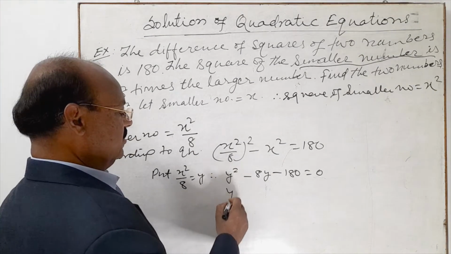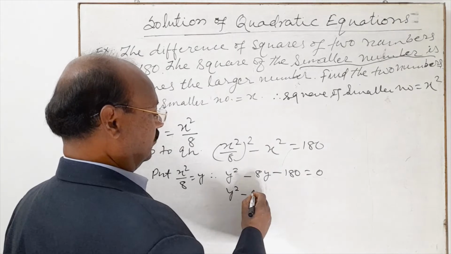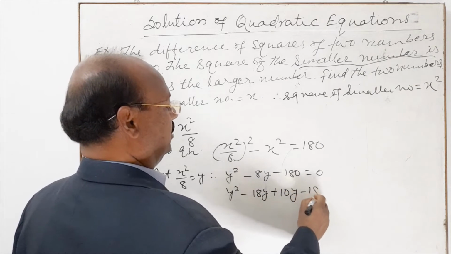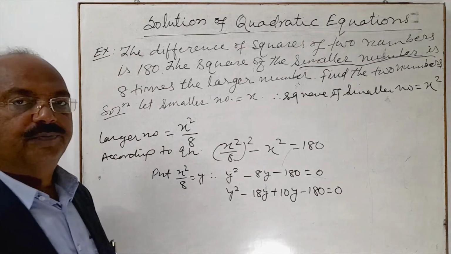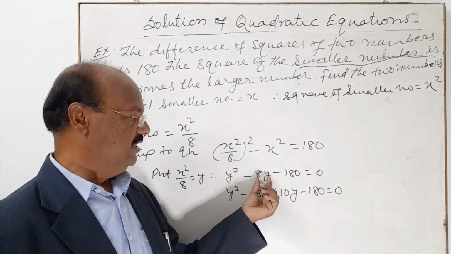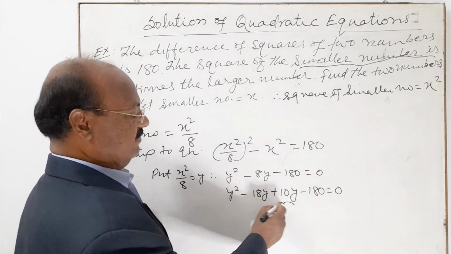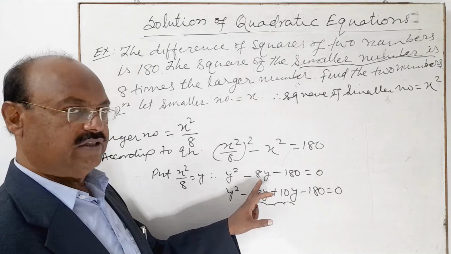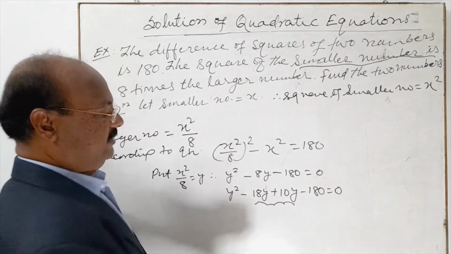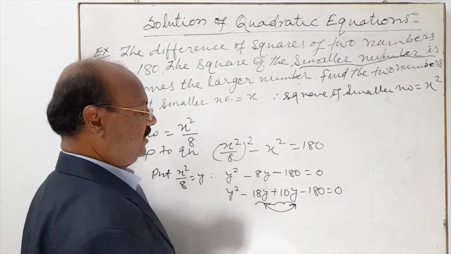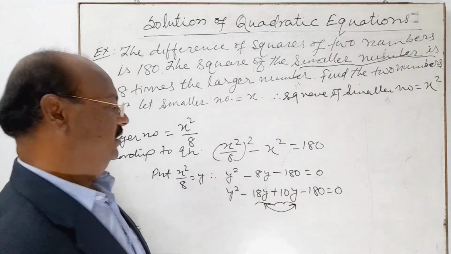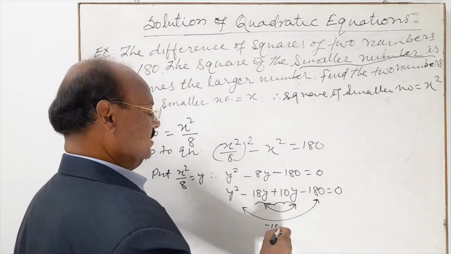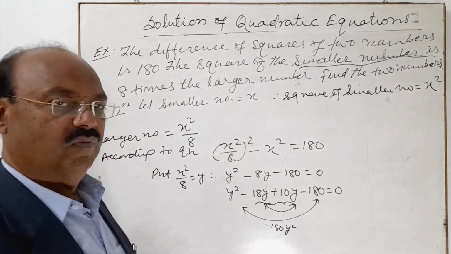Correct? Now let us try to factorize this expression. We can write this as y square minus 18y plus 10y minus 180 is equal to 0. You split up the middle term in such a way that the sum and product remain the same. 10y minus 18y is equal to minus 8y, the first part. And secondly, the product of these two terms is minus 180y square, which should be equal to the product of the first and last term, 1 times minus 180y square. Clear? Okay, fine.